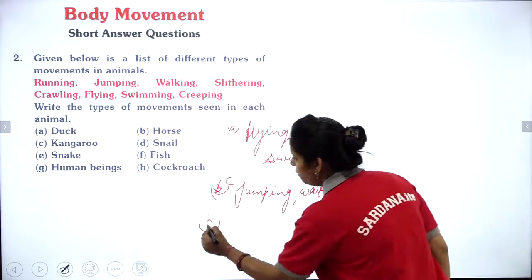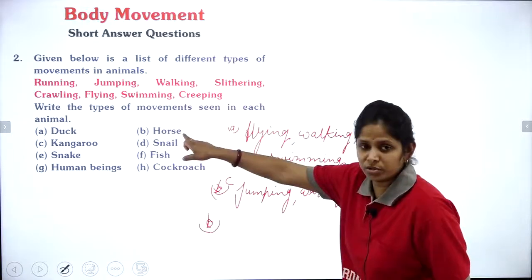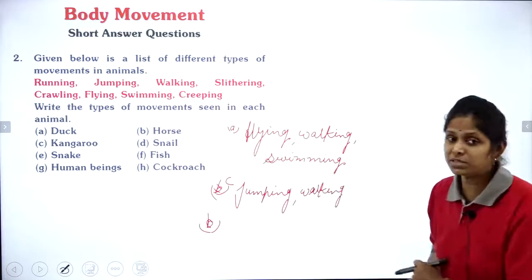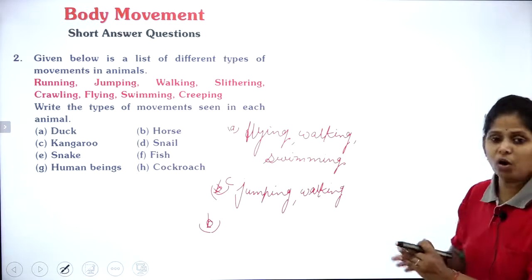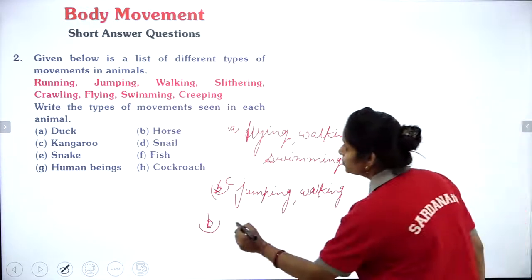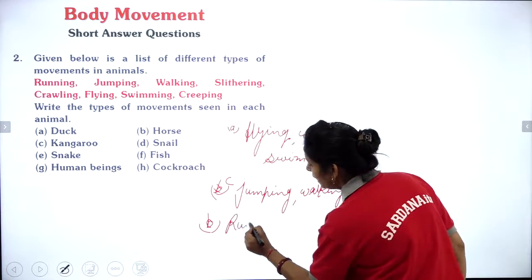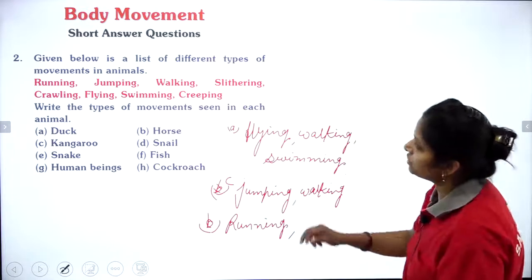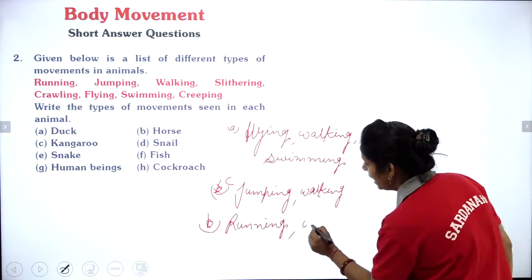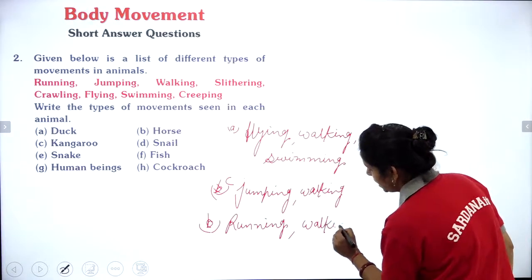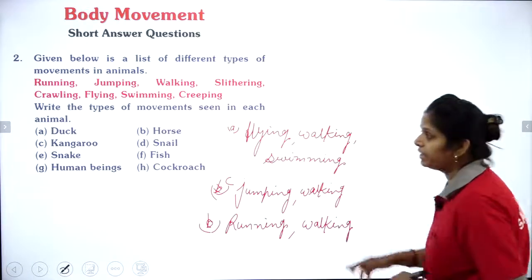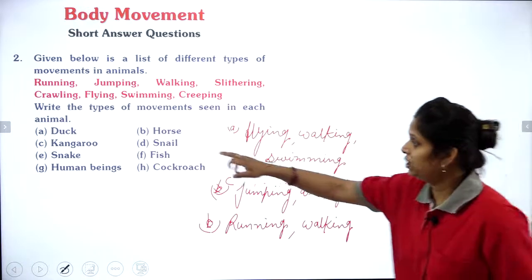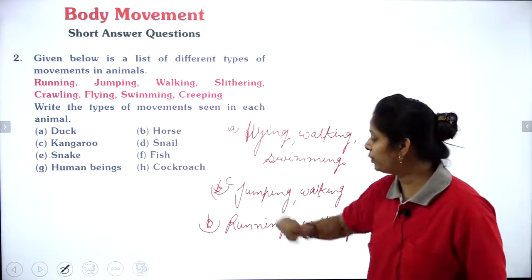It is snail. Snail has only a muscular foot, and they do not have any limbs or legs. So which type of movement can be seen in snail? You know, they move very slowly. So for this we can say creeping type of movement can be seen there. Which type of movement? Creeping. So for snail you have to write down creeping.